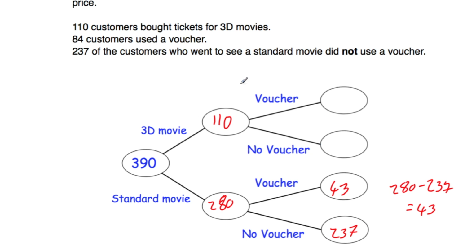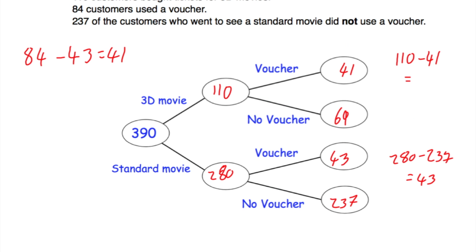And they got 10% off the price. And then in terms of the customers that went to see 3D movies, well, we know altogether 84 used a voucher. So if we do 84 take away 43, that's equal to 41. So that means that 41 of these customers used a voucher, and the rest didn't. So if we do 110 take away 41, that would tell us how many people went to see 3D movies without a voucher, and that's equal to 69. And that's it. So we've completed the frequency tree.